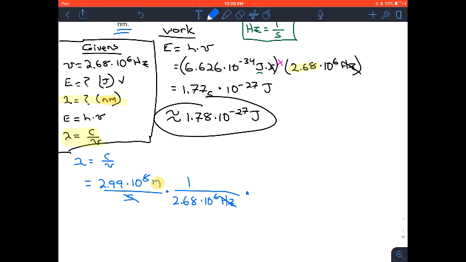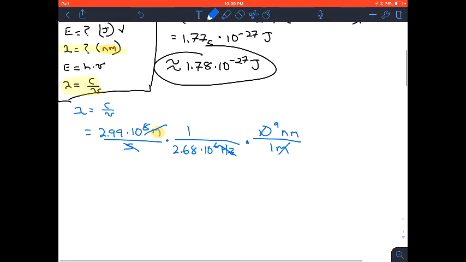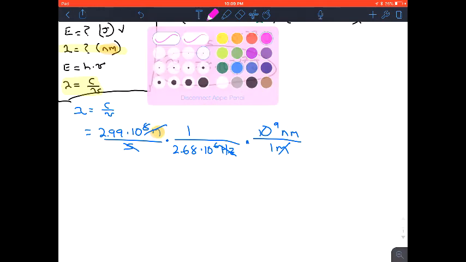In this case, we need to have nanometers in the numerator. So 10 to the 9th nanometers over 1 meter. Meters cancels out. We're left with nanometers. This is exactly what we're looking for. So now we have to go to the calculator.